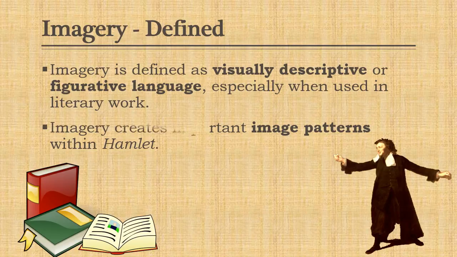To begin, imagery is defined as visually descriptive or figurative language, especially when used in literary work. Often, imagery is linked to ideas that in turn become symbolic, relating to symbolism that we will discuss in our next lesson. Imagery creates important image patterns throughout Hamlet. These patterns are created as the play continues and are what helps develop the structure of the work and form the main ideas within it.